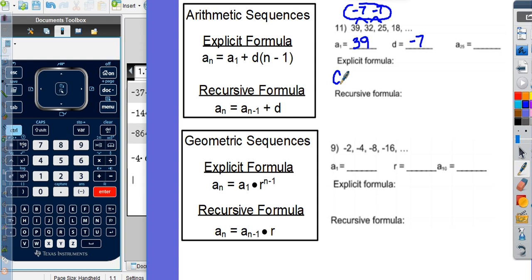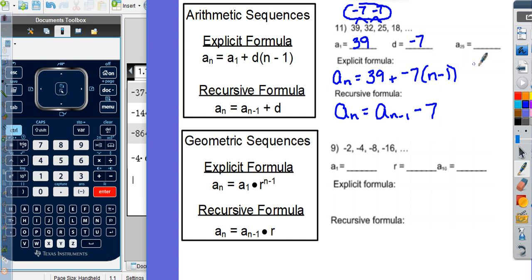So we'll go A sub n equals my A1, which is 39, plus negative 7 is D. You could put minus 7 there, same thing. Parentheses n minus 1. So that's my explicit formula. My recursive, once again, the only thing we care about is that D at the end. So we got a sub n equals a sub n minus 1, and then D is minus 7 or plus a negative 7, either way.